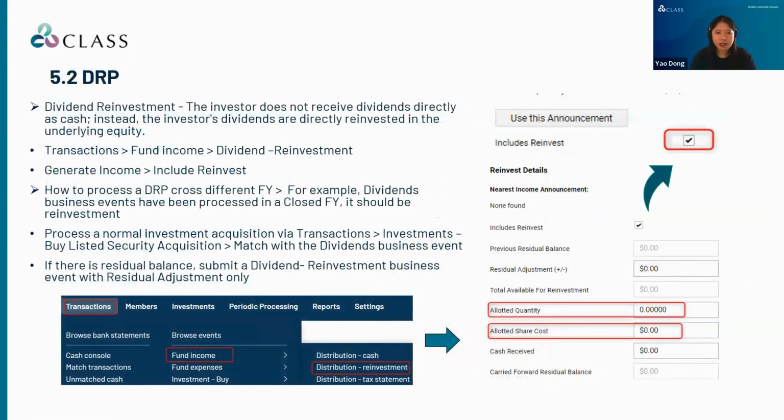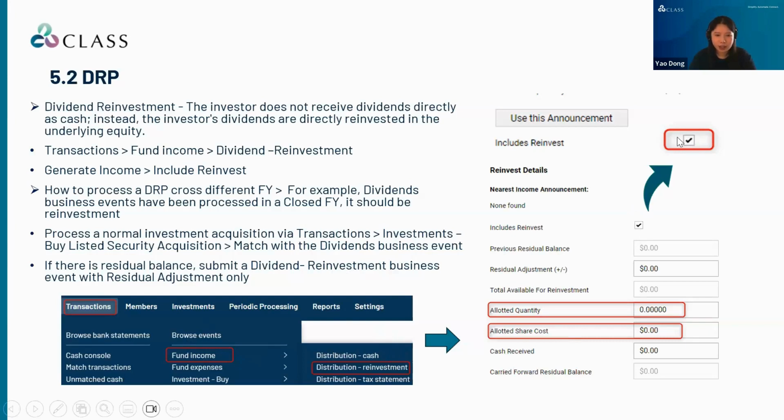If the investor does not receive dividends directly as cash, and instead the dividends are directly reinvested in the underlying equity, then a dividend reinvestment plan, DRP, needs to be recorded. In Class, you can process the dividend reinvestment through Transactions, Fund Income, Dividend Reinvestment, or you can create an income event using the generate income function as discussed before, and click into the income event. Just edit the event and tick the box for includes reinvest.